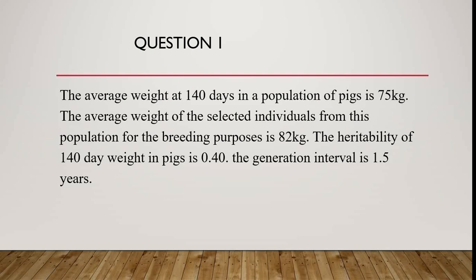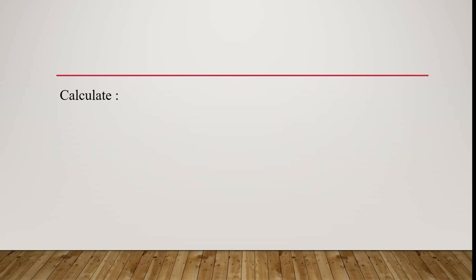So now this question goes: the average weight at 140 days in a population of pigs is 75 kilograms. The average weight of selected individuals from this population for breeding purposes is 82 kilograms. The heritability of 140-day weight in pigs is 0.4. The generation interval is 1.5 years. So these are the data that we're given. Now let's look at the question.